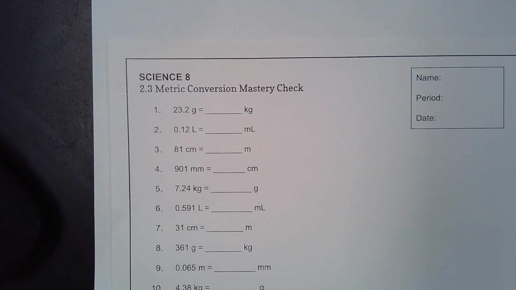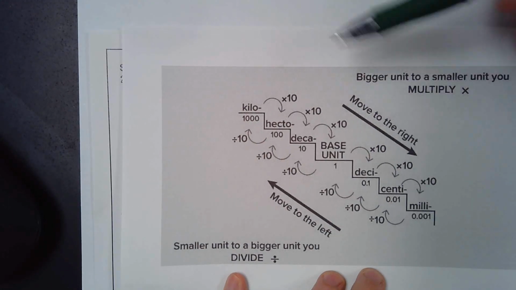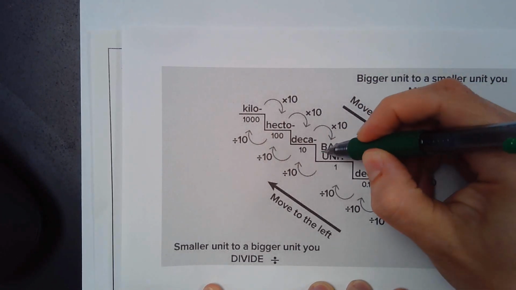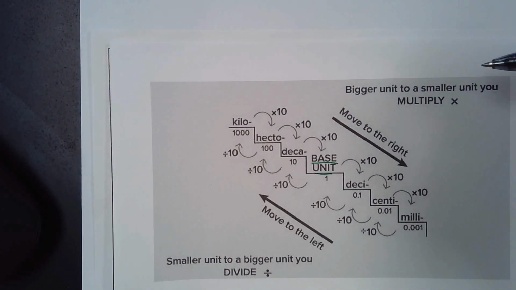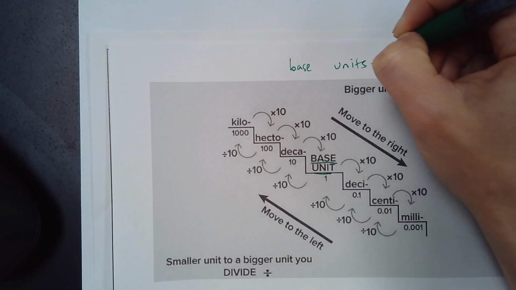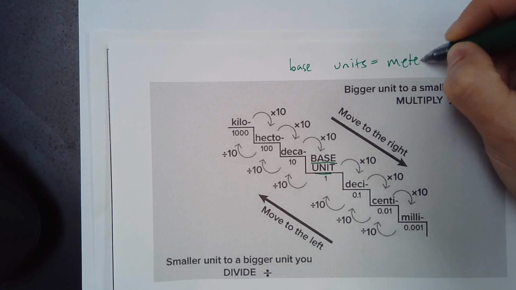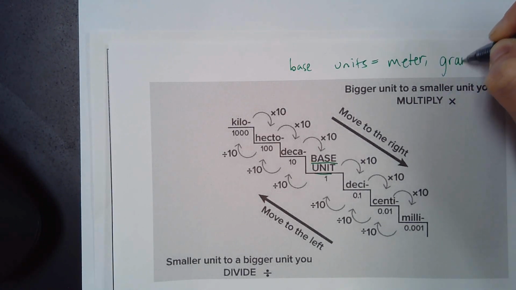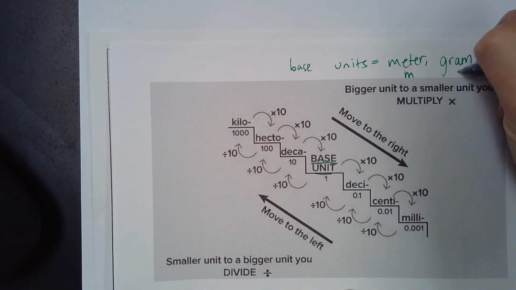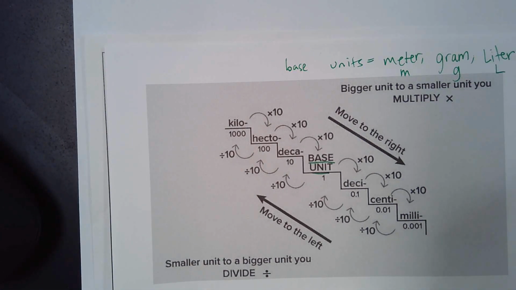This video is to help you learn how to do metric conversion using this ladder diagram. And so the first thing you need to understand about this diagram is what are your base units. Your base units are meter, gram, and liter. And so the abbreviations for those are M, G, or L.